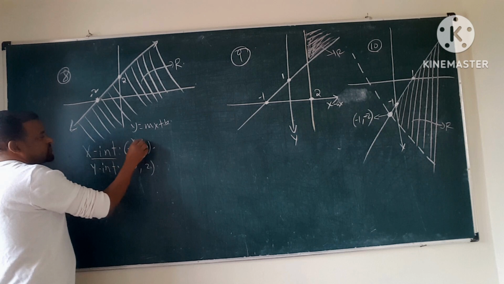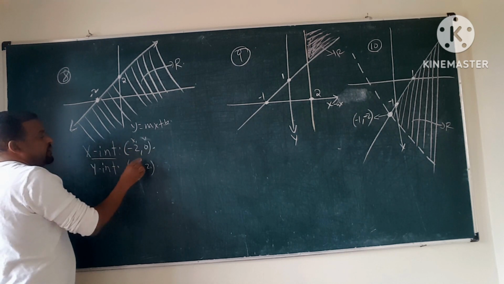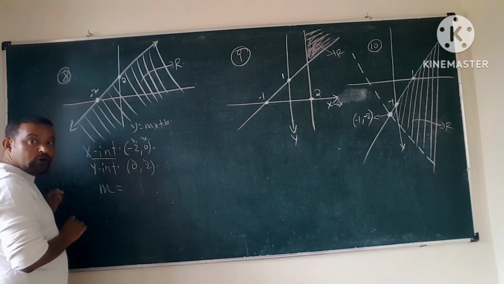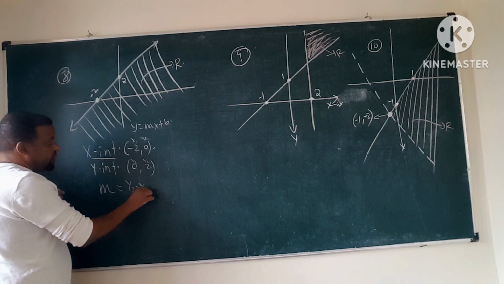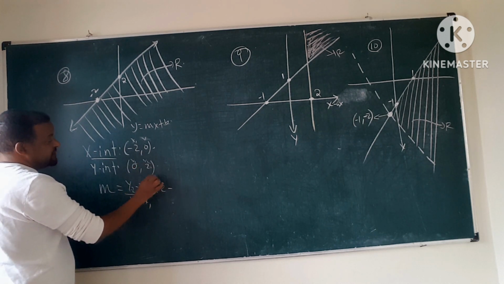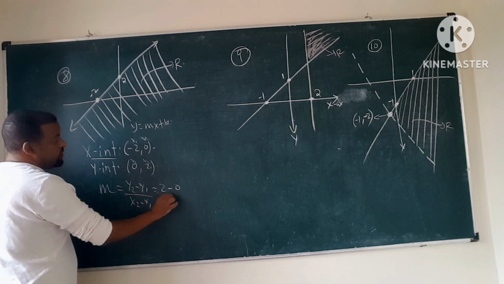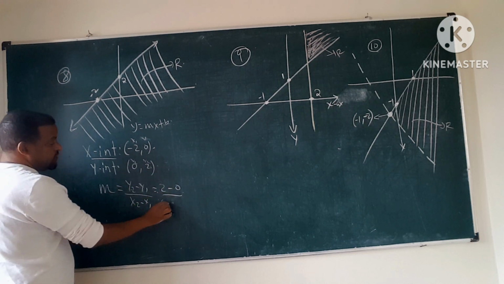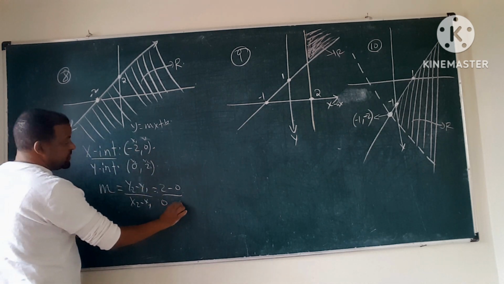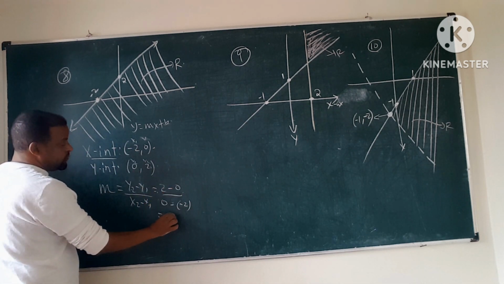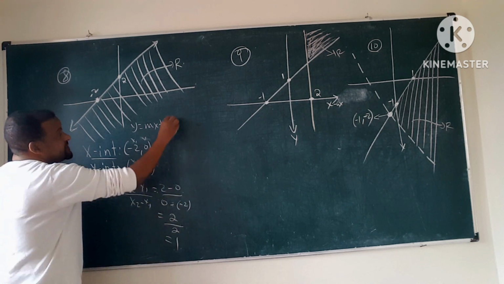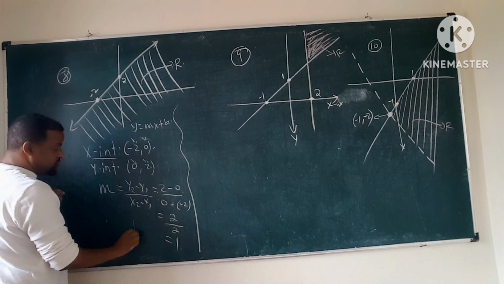So let's find the slope. Take (x1, y1) and (x2, y2). The slope m is equal to (y2 - y1) over (x2 - x1). y2 is 2 minus y1 which is 0, over x2 which is 0 minus x1 which is -2. So 2 over 0 minus -2, negative times negative is positive, so 2 over 2 which is 1. What is the slope of the line? The slope of the line is 1.